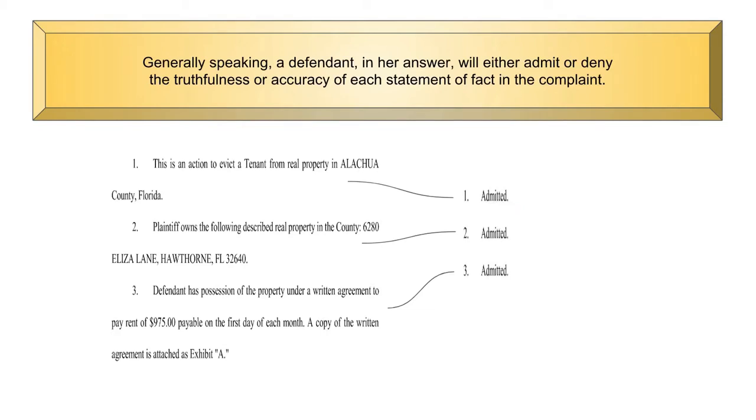Paragraph 2, plaintiff owns the following described real property in the county, and then the address is recited. Now, if that's a true statement, of course, it's just admitted. And we're assuming here, because it's admitted, that Hannah Harris did her due diligence before signing the lease or paying any money to Swamp Rose to make sure that Swamp Rose actually was the landlord.